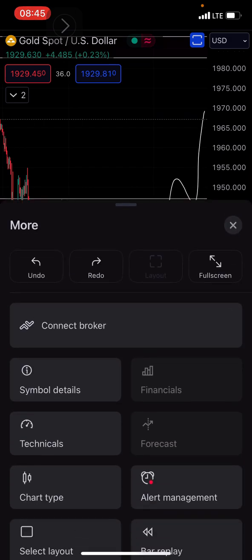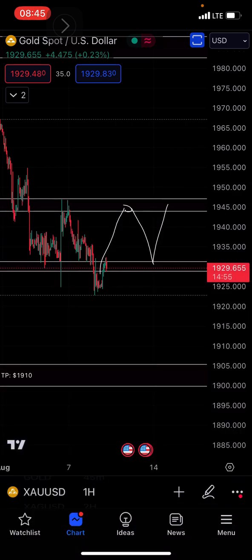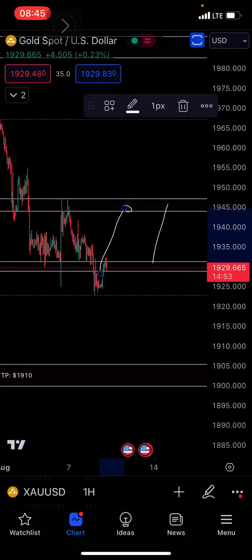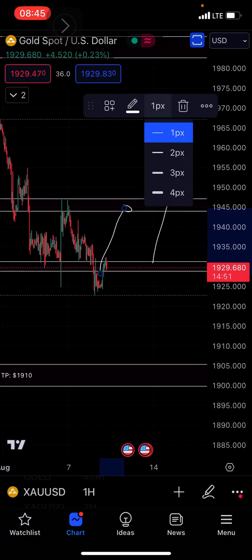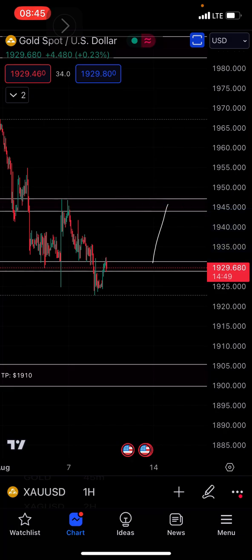So you can use gold as a leading indicator to trade other assets, because I believe gold is clearer. When I'm trading gold, gold is clearer among the USD pairs. So this is what I'm looking at right now.